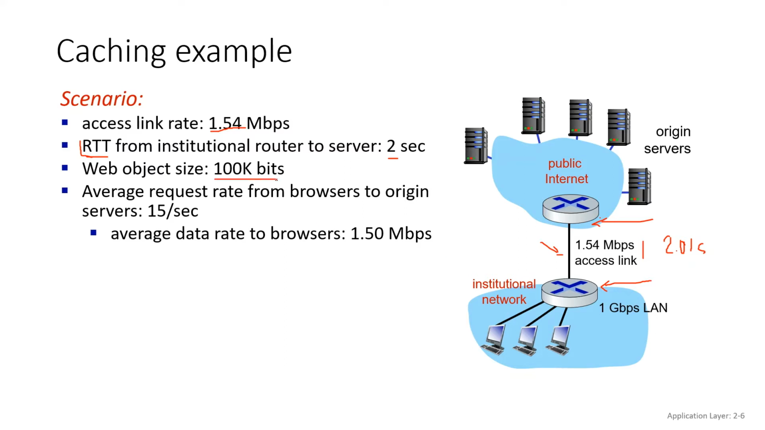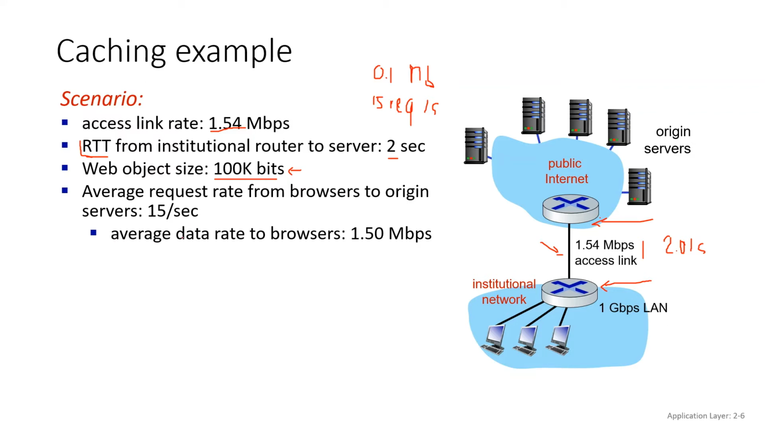The object size is 100 kilobits, but I'll convert that to megabits, so 0.1 megabit. And the average request rate from the browser to the origin server is 15 requests per second. What does that mean? On average, for an object of 0.1 megabit, we make 15 of those requests to the server to get the response.